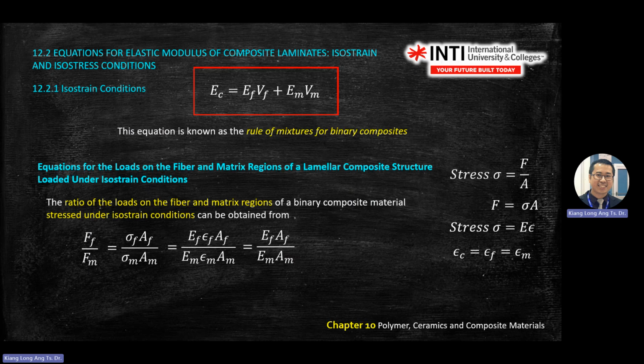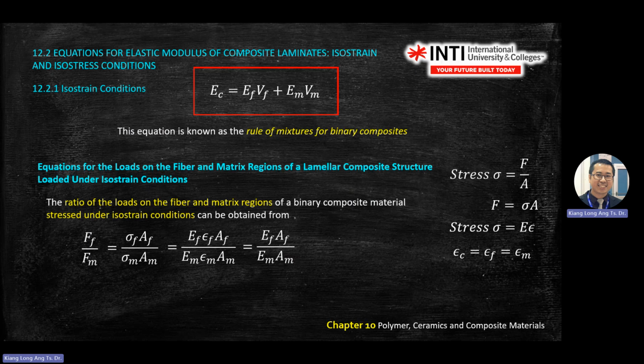Okay. So you know the answer for isostrain. Isostrain means these terms and this term are the same, meaning strain of the fiber and strain of the matrix are the same. You can cancel. So once you cancel, you get EA fiber divided by EA matrix.